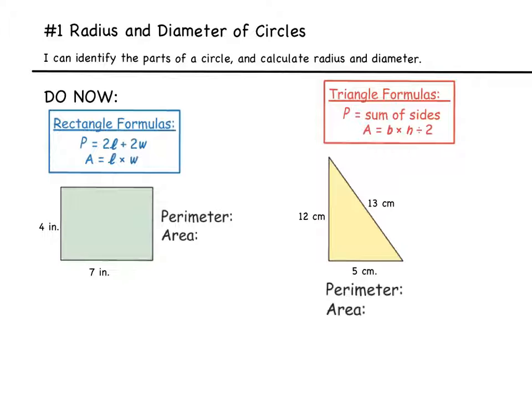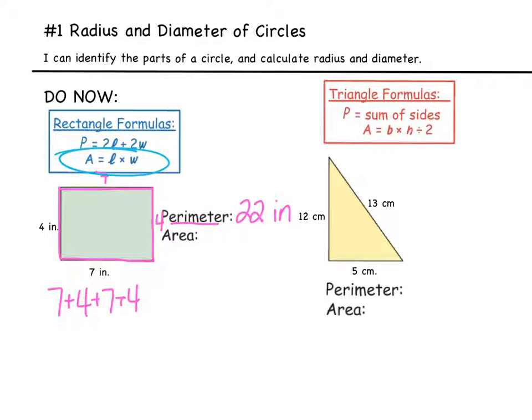So when we think about perimeter, it is how far around the outside of a shape. Okay, so we know the first side was 4 inches, the bottom is 7. The other side would also be 4 since they're the same. And the top would be another 7 inches. So to find our perimeter, we would add those up. 7 plus 4 plus 7 plus 4. And when you do that, you get 22 inches around the outside.